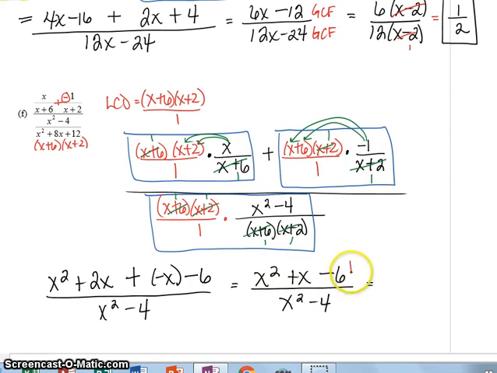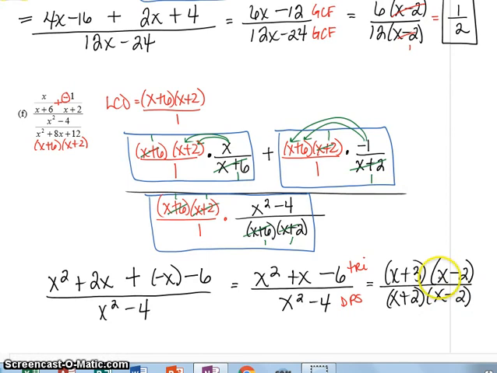So now I have a trinomial that I have to factor over a DPS. So the trinomial, what two things multiply to give you negative 6 and add to a positive 1? It's going to be x plus 3 and x minus 2. Bottom DPS, x plus 2 and x minus 2. You do have a set of matching marriages. They leave behind 1s. And what am I left with? I'm left with an x plus 3 all over an x plus 2. You're done. That's your answer. Don't forget you can't touch those. Those are marriages.